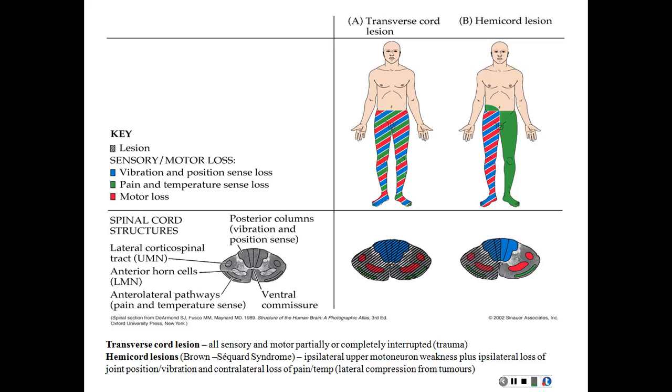Okay. So we've got 3 colors here. Blue: vibration and position. Again, vibration is what you're going to test. Position, like joint proprioceptive information, that's critical. Green, right? Pain and temperature. Okay? And then red is motor. So where are our pathways? Those are our 3 major pathways.